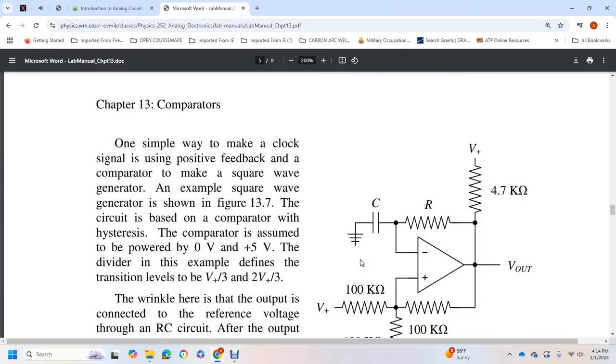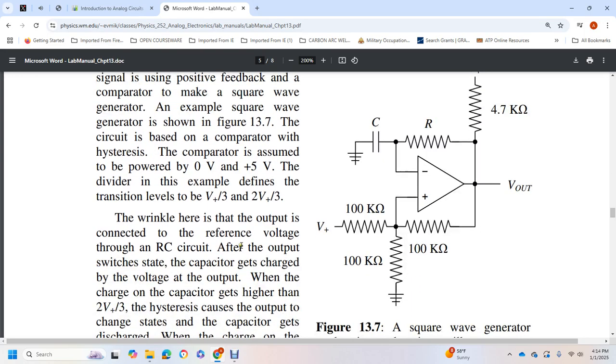A simple way to make a clock signal is to use positive feedback with a comparator to make a square wave generator. For example, the square wave generator shown in figure 13.7 is a circuit based on a comparator with hysteresis. Assuming the power supply is at 0 volts and positive 5 volts, the voltage divider divides the transition levels to V-positive divided by 3 and 2 V-positive divided by 3.